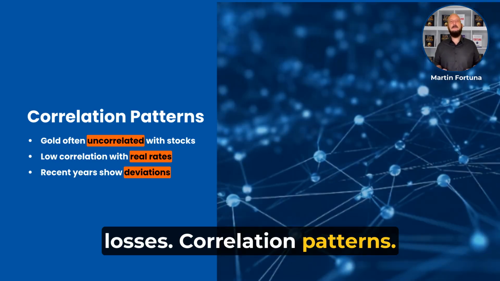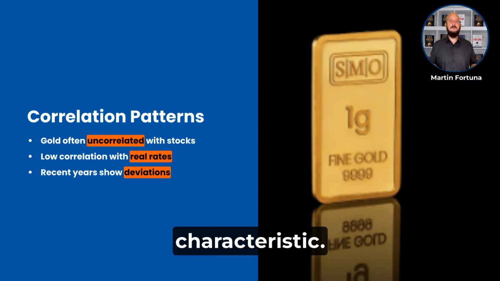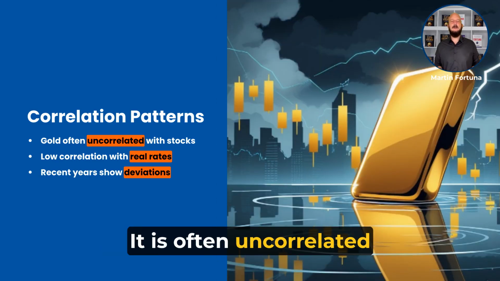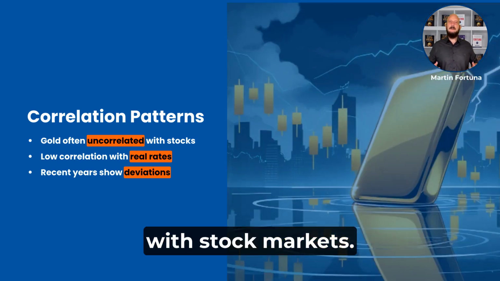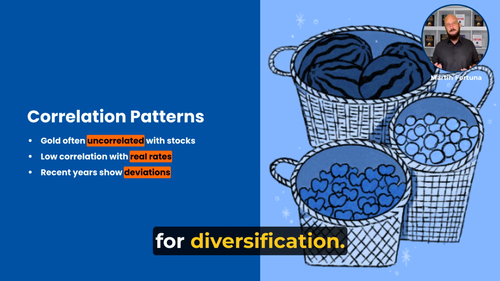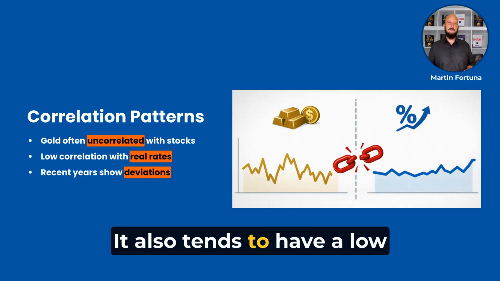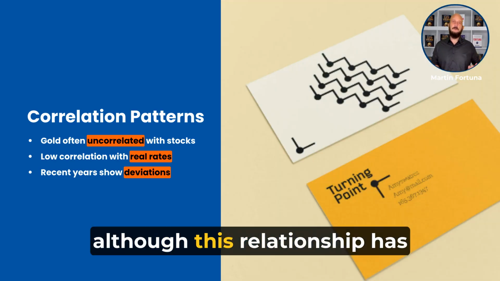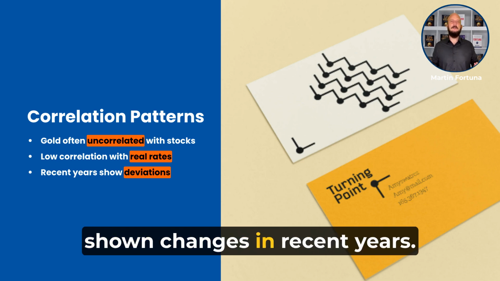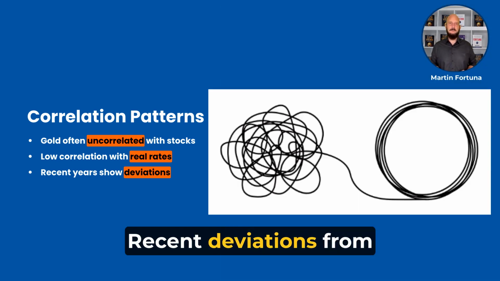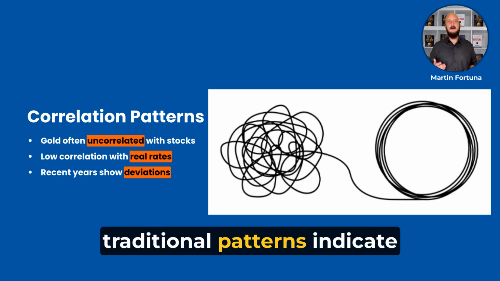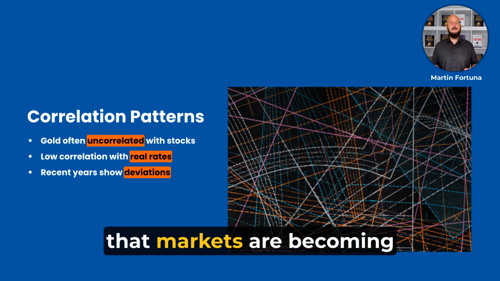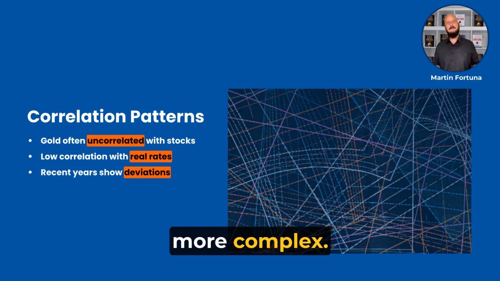Correlation patterns. Gold has an important characteristic. It is often uncorrelated with stock markets. This makes it valuable for diversification. It also tends to have a low correlation with real interest rates, although this relationship has shown changes in recent years. Recent deviations from traditional patterns indicate that markets are becoming more complex.